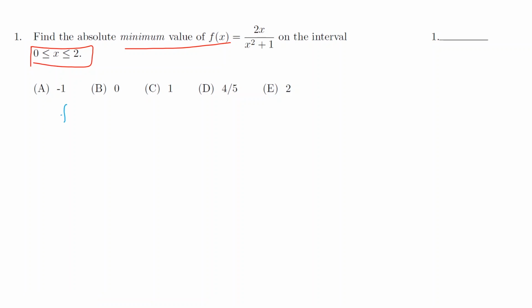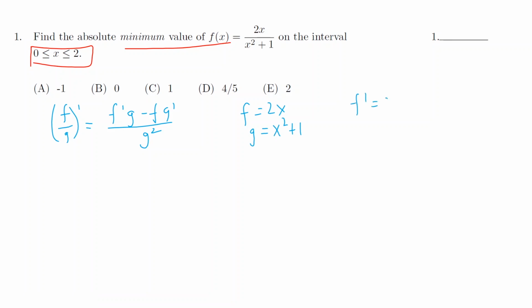So here, the quotient rule goes like this. If we have (f over g) prime, the final result is going to be f prime times g minus f g prime over g squared. So here we have f equals 2x, g equals x squared plus 1, f prime equals 2, g prime equals 2x, and all we have to do is just plug it into this fraction.